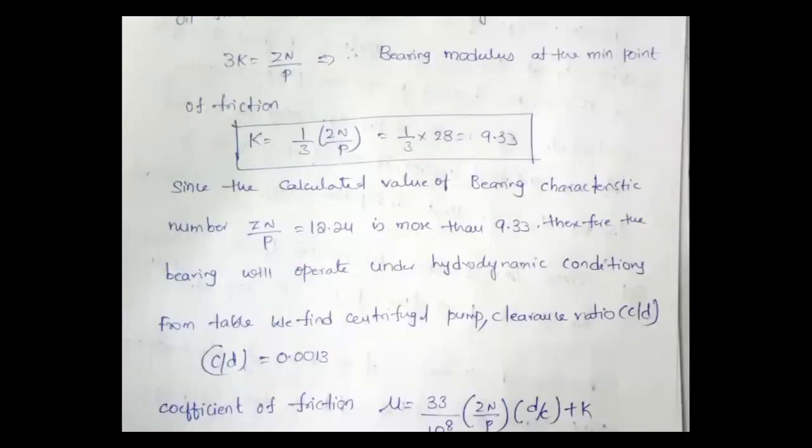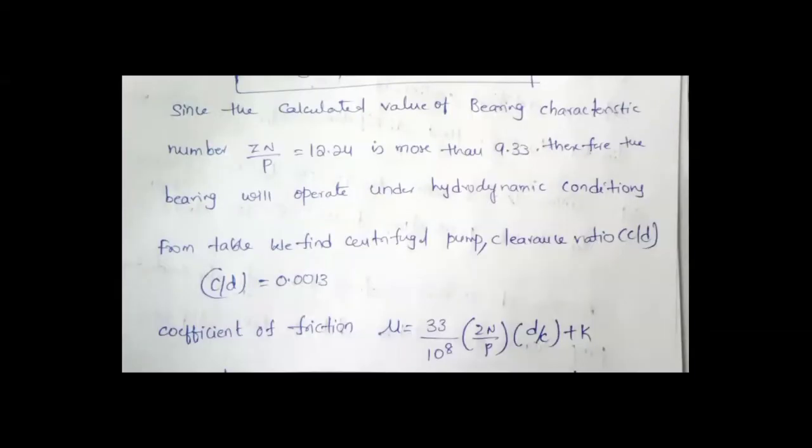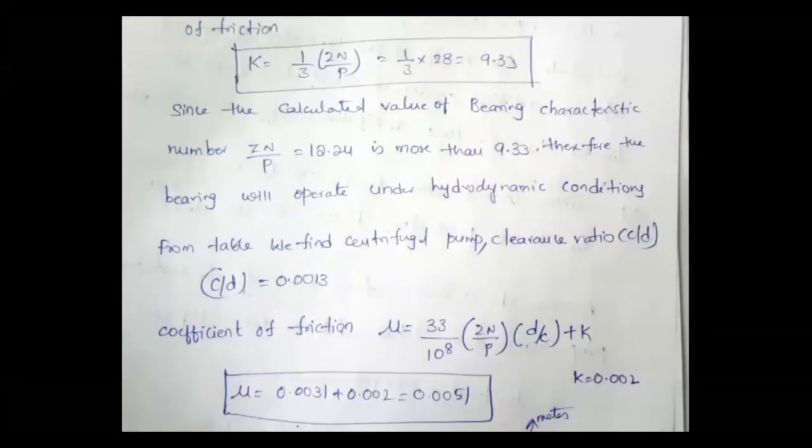Right, fine, very good. Now again go back to your data book. In your data book, go through the clearance ratio, that is the C by D ratio. On the data book, check the value of the clearance ratio C by D.